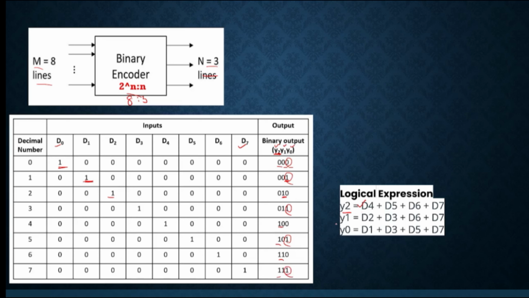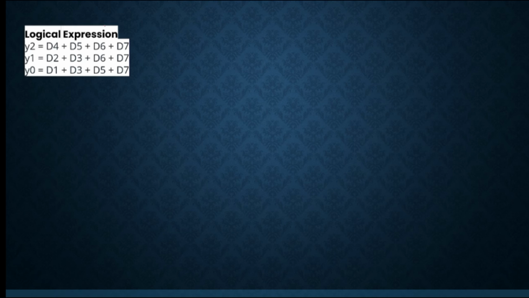Now, taking this logical expression into consideration, I will be writing my code. Let us start writing. If you are watching this video, try to write parallelly with me so that you also get confident writing code in data flow modeling. First, module, and you can give any name. Since this is an encoder, I am naming it encoder 3 by 8.